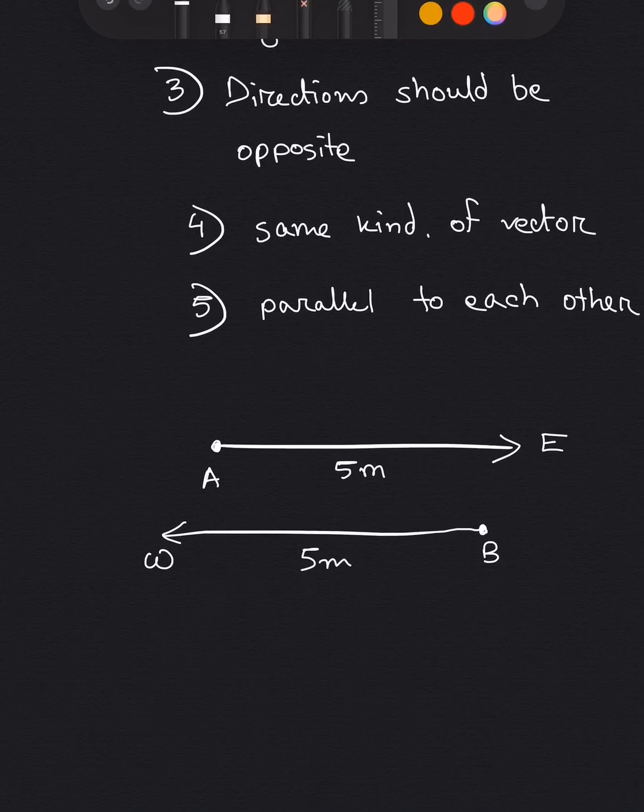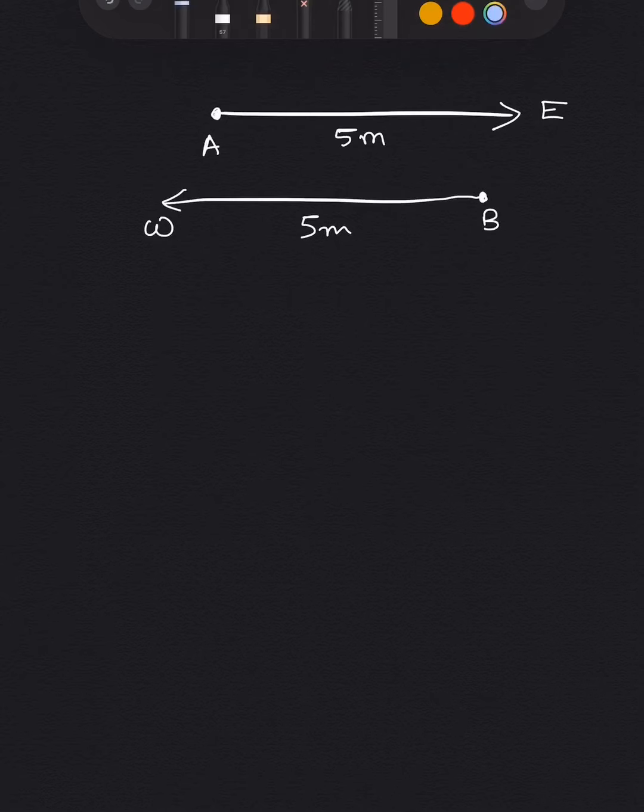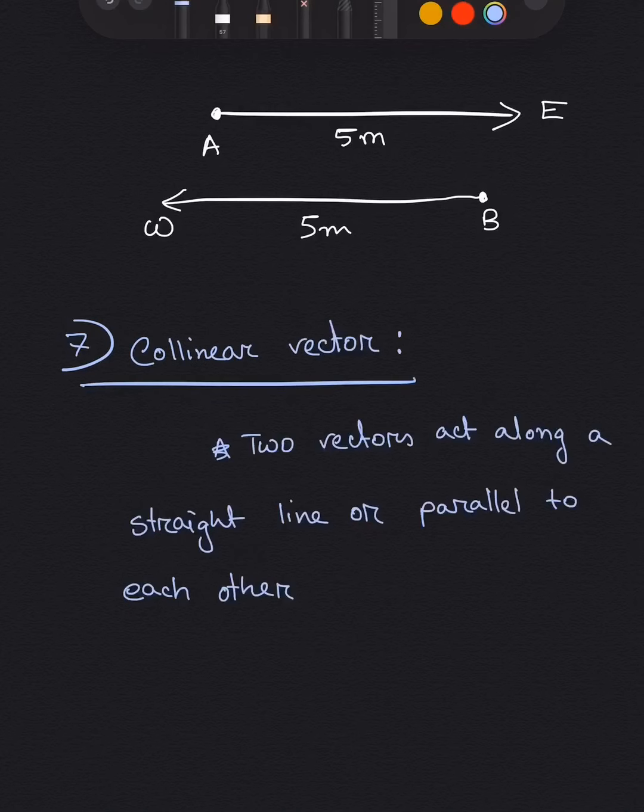In this case, these two vectors will be called opposite vectors. Coming to our seventh type of vector, which is collinear vector. When two vectors act along a straight line or parallel to each other, then they are called collinear vectors.